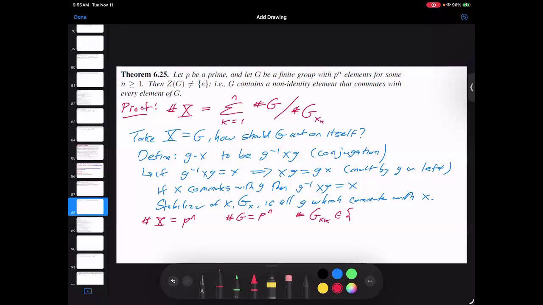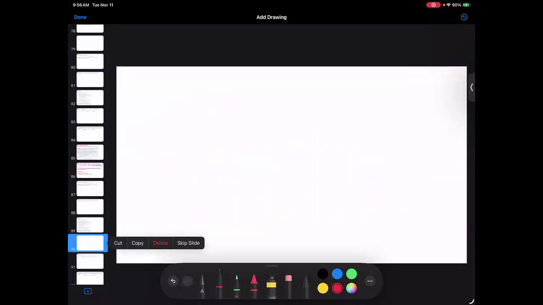P squared. Almost. So P squared all the way up to P to the n. What are you missing? 1. It's possible that the stabilizer could be 1. That maybe the only thing that stabilizes, given X, is just 1. So we want to try to get a contradiction to the center just being the identity. Let's get rid of a blank page.